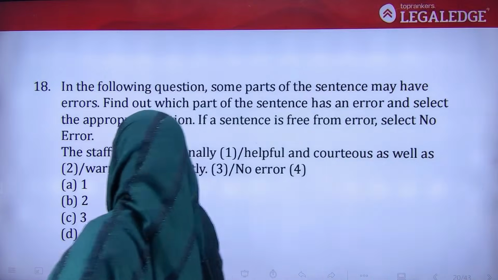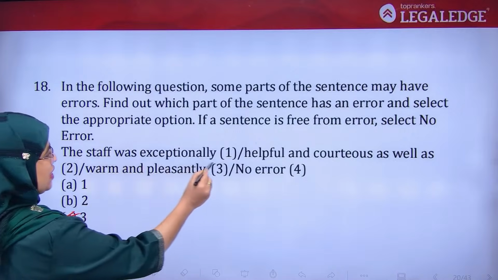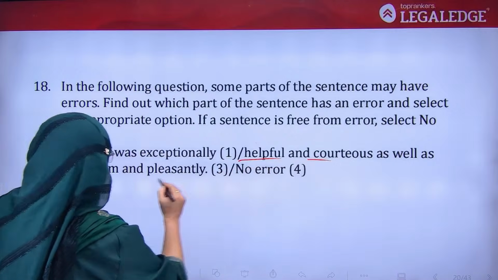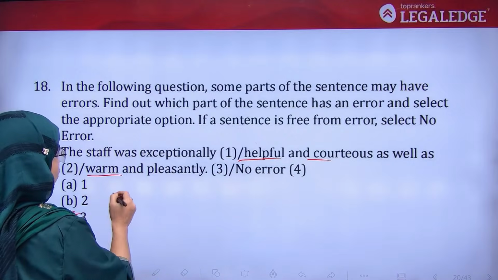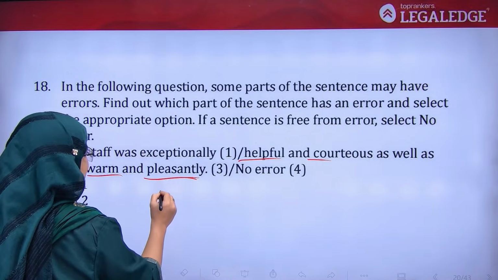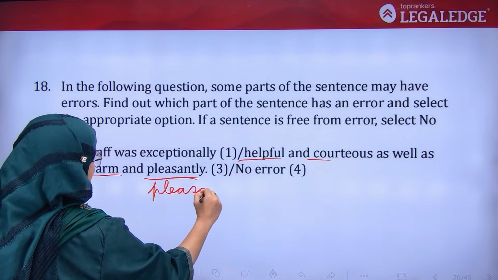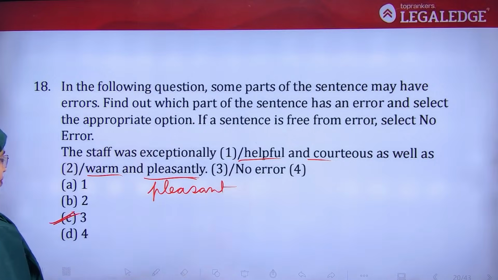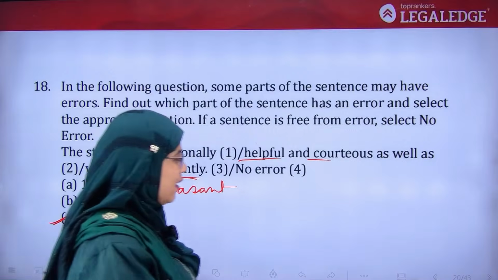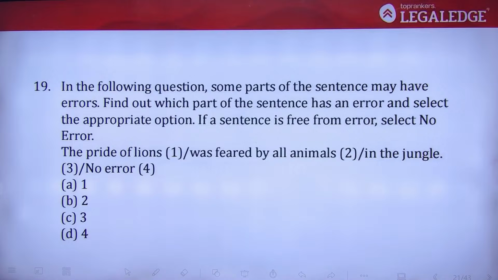Well, students, the error is in part 3. Why so? See, we can see helpful, courteous, warm, they are all adjectives. So we needed adjective. So pleasantly is adverb. Instead of pleasantly, it should have been pleasant. So C is the correct answer choice. Question number 19 is on screen.